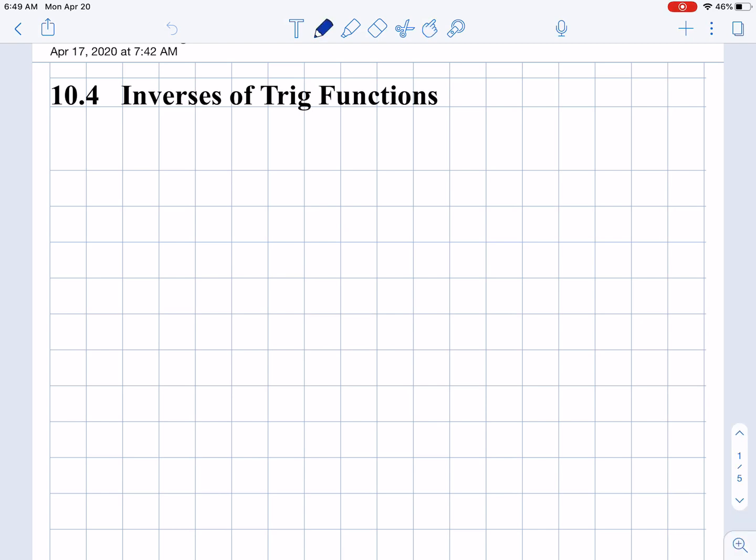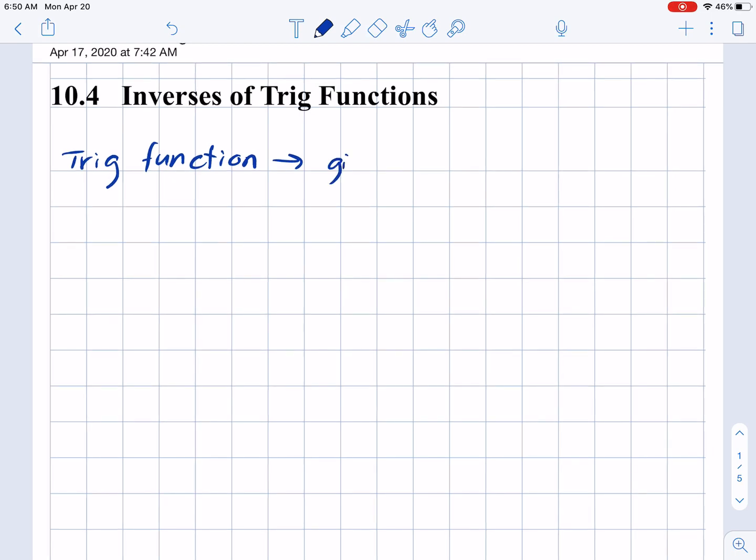So on that warm-up, we talked about the definition of a trig function again. This is what we were working on right before Easter break, where in a trig function you're given an angle as your input and you are finding the ratio of the side lengths depending on what trig ratio you're solving for: sine, cosine, tangent, and all the reciprocals.